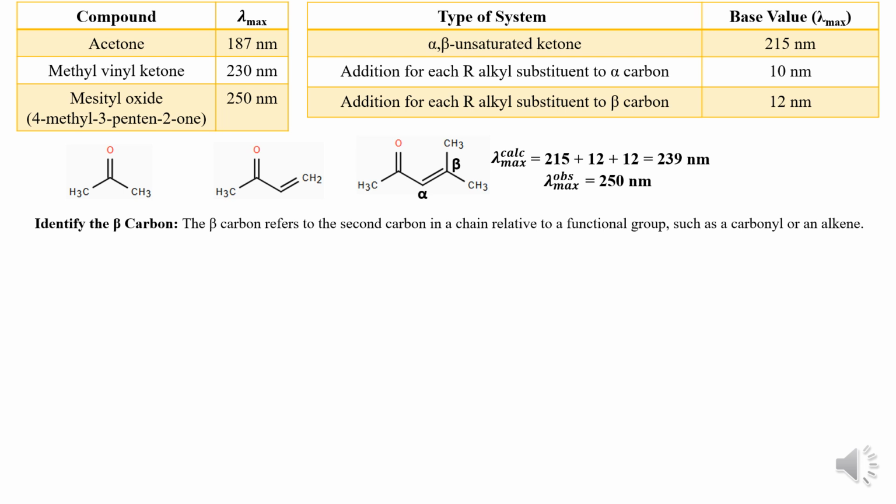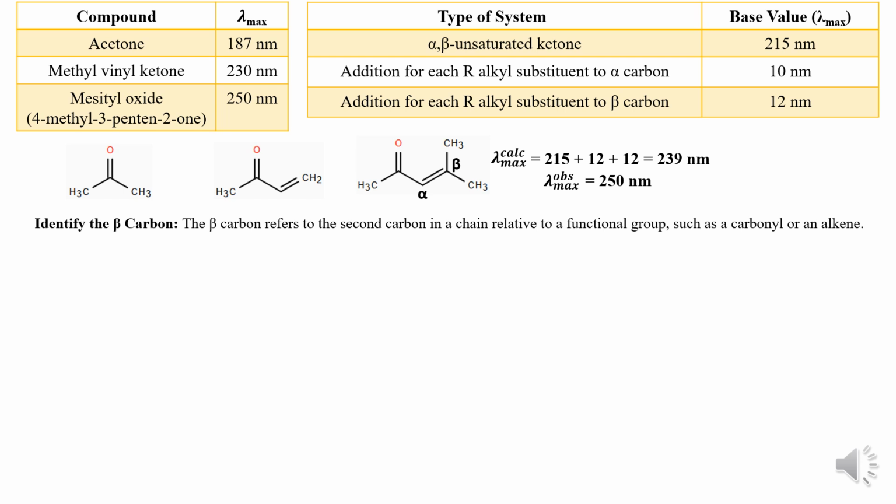And why 12 is added twice? Because two methyl groups are covalently bonded to, or attached to, the beta carbon. So for every alkyl group attached to the beta carbon, you give an increment value of 12 nanometers. Here you find two methyl groups attached to the beta carbon, and therefore you add 12 nanometers twice. And that is equal to 239 nanometers.